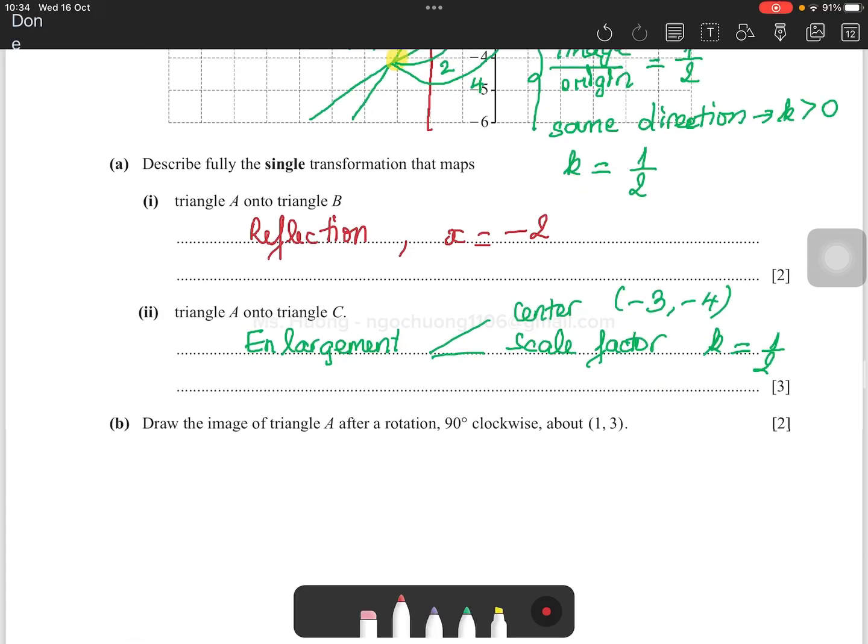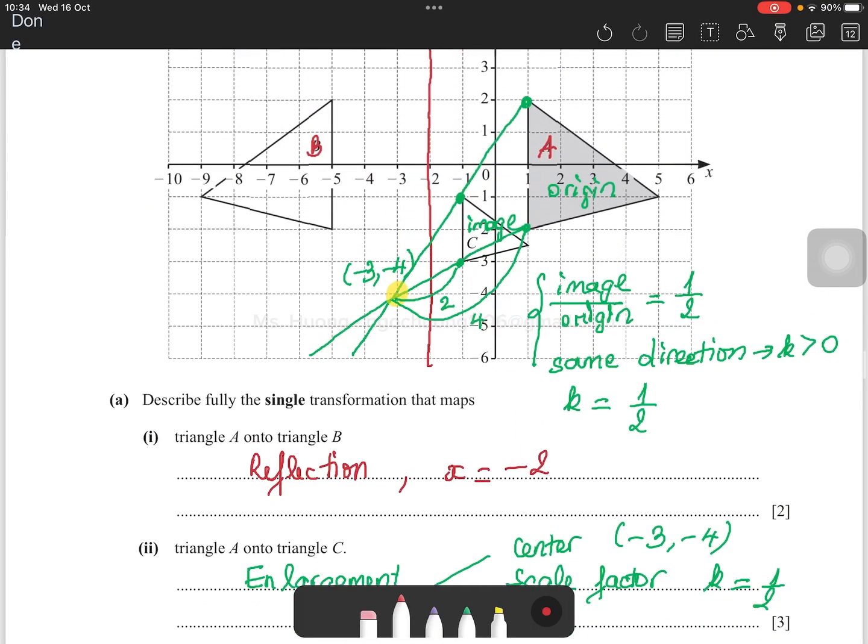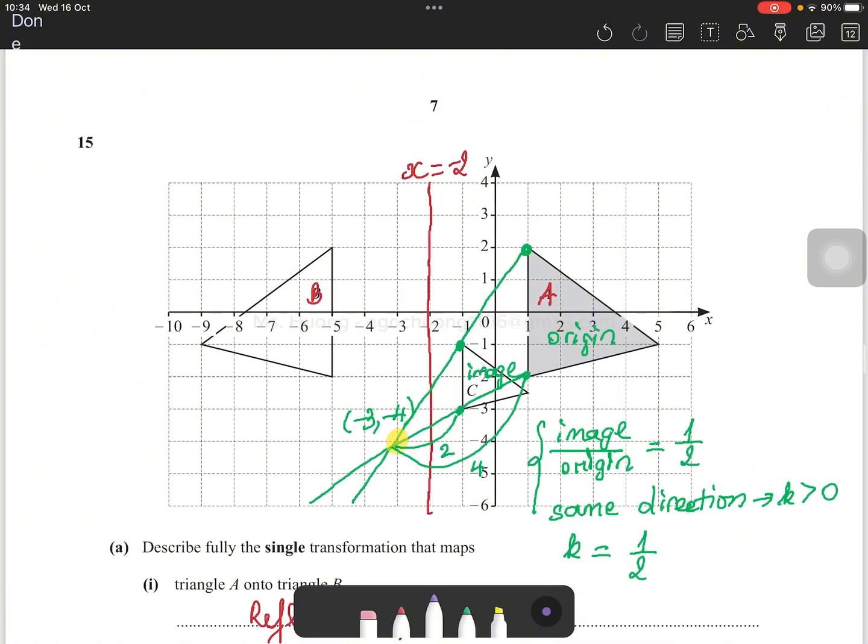And now question B. Draw the image of triangle A after a rotation 90 degrees clockwise about 1, 3. So first of all, we'll determine the center, 1, 3. I'll use the purple. 1, 3 is here. And now we will rotate this point. So the image of that point will be here, 0, 3.